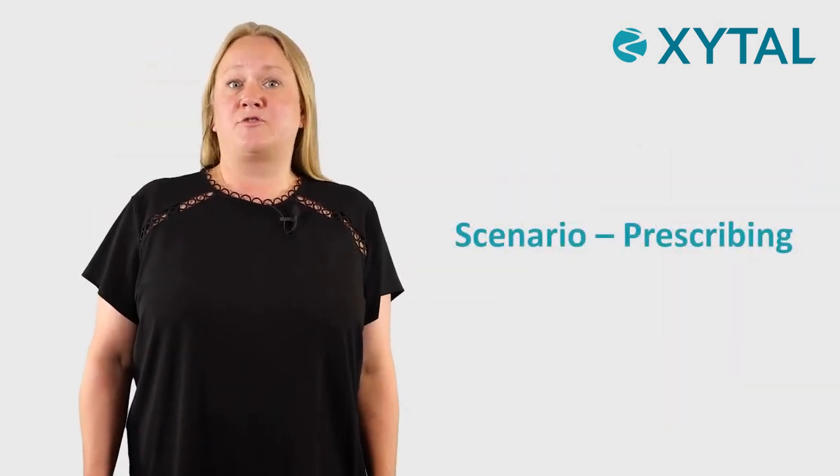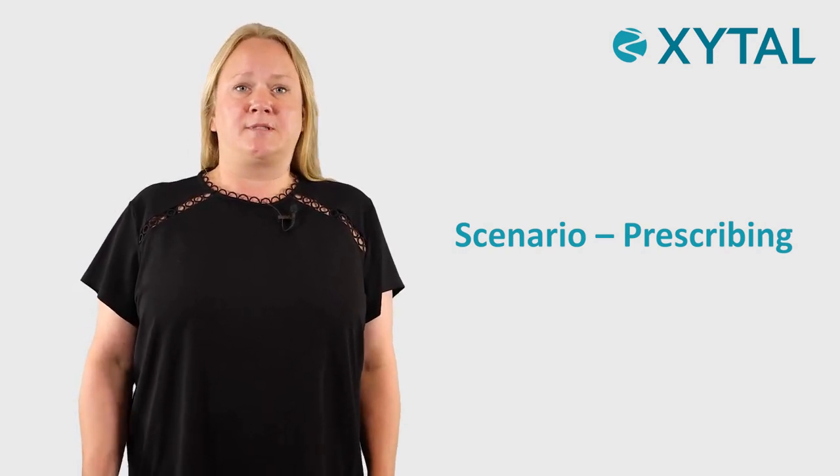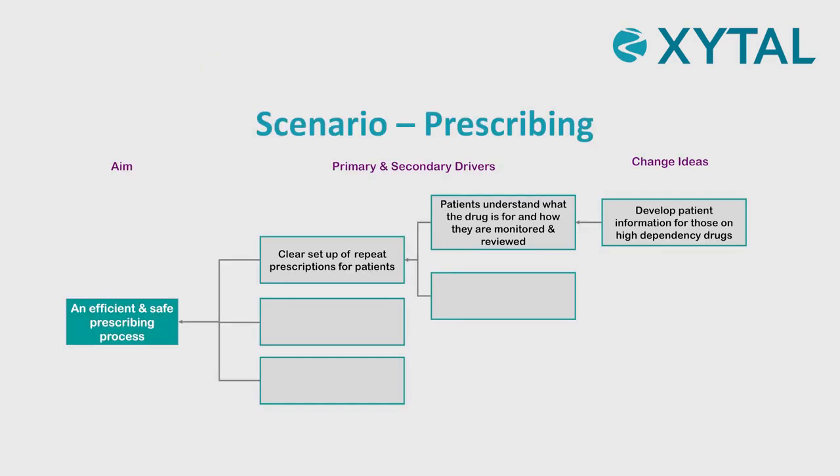Here is a scenario of how a driver diagram may be applied to prescribing. The first step would be to create the aim statement. In this example, the aim statement: an efficient and safe prescribing process. The next stage was to identify the primary drivers. One of those is to have a clear setup of repeat prescriptions with patients. Following that, a further driver, a secondary driver, could be that patients understand what the drug is for and how it is monitored and reviewed. Following the process on from primary to secondary driver, a change idea for this may be to develop patient information for those patients on drugs which cause high dependency.